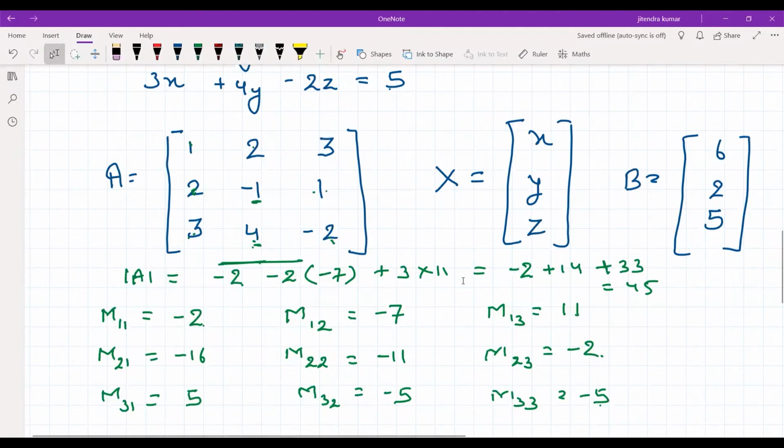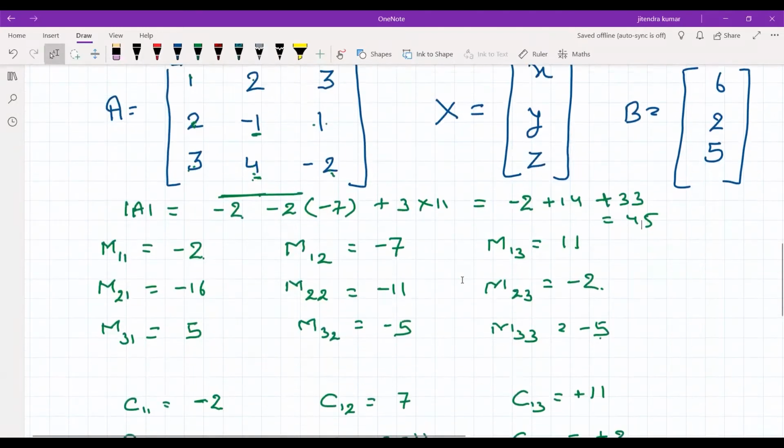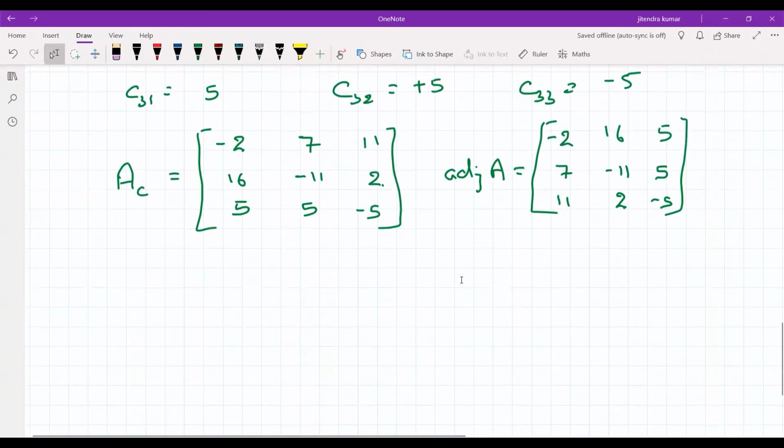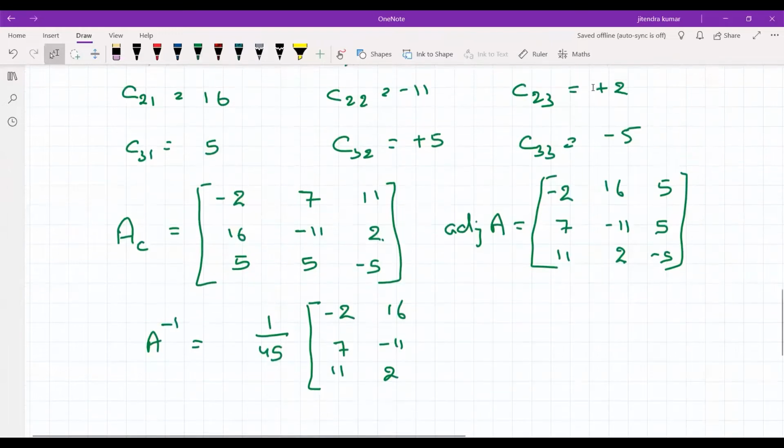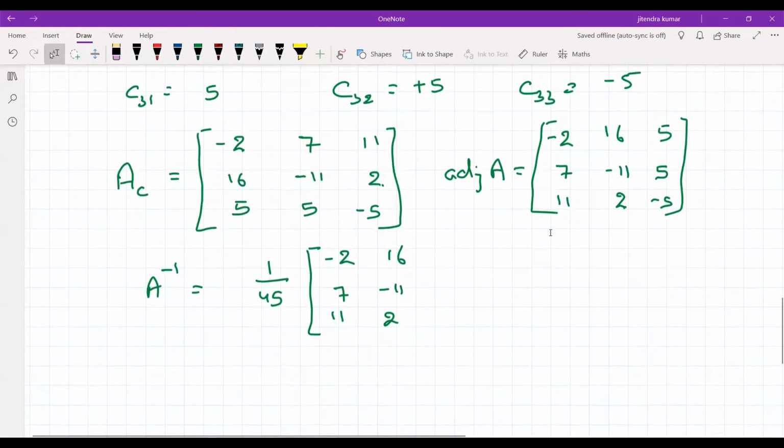Okay. So now we have the determinant of A. Now just divide the adjoint of A by that. So we will have 1 by 45 into [-2, 7, 11; 16, -11, 2; 5, 5, -5]. So this is our A inverse.